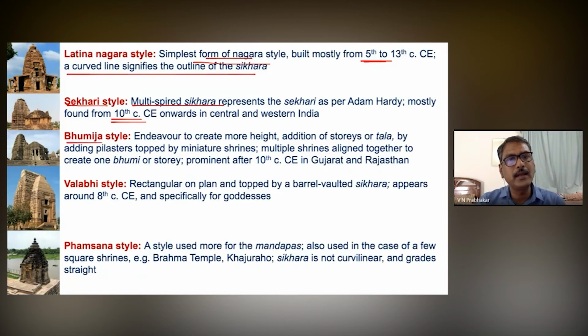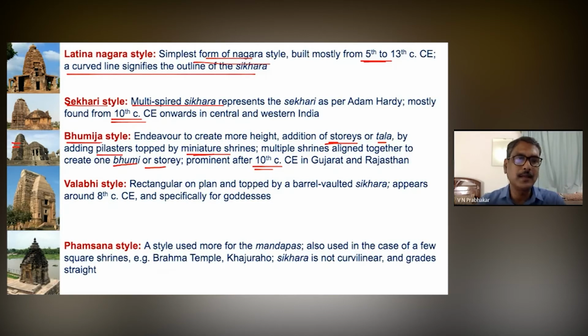The Bhumija style, again, was an endeavor for attaining more and more height. They were adding more and more stories or talas. They were adding pilasters topped by miniature shrines, resembling an addition of a miniature shrine on the wall of the Shikara. And these multiple shrines, when they are combined together, form one floor. So that's how they arranged various miniature shrines, one above another, and it is known as one bhumi or one story. And it is again prominent from the 10th century CE onwards, particularly in the region of Gujarat and Rajasthan.